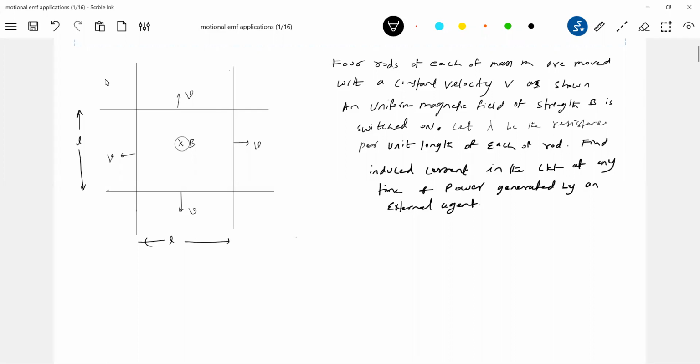So let me give points A, B, C, and D. So the intersection of the rods here will make a loop. Presently, what is the area of cross section? It is L square, as given.